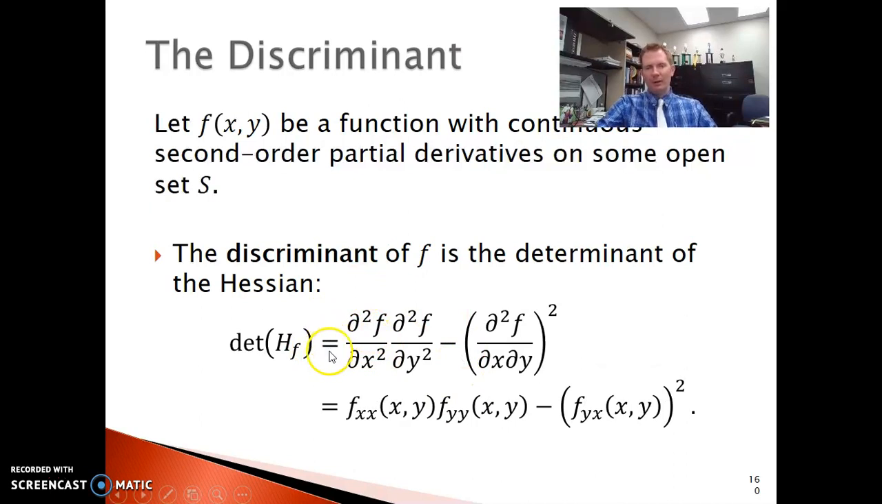And so that's why we can write the determinant of the Hessian of f, also called the discriminant, as the second partial with respect to x times the second partial with respect to y, minus the second mixed partial squared. Whether you do y first and then x, or x first and then y, is not going to matter. Since it's continuous, they're going to be the same.